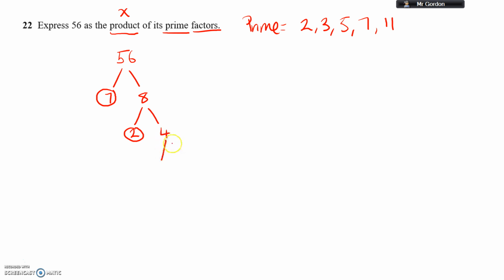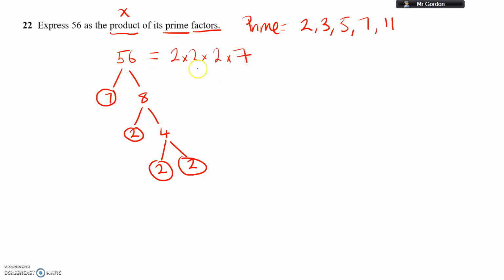4 is not prime. Break it down. 2 times 2 is 4. This is prime. This is prime. So, every number has this special prime number code that you can make. 56 can be made up by doing 2 times 2 times 2 times 7. That is the only way you can make 56 by multiplying prime numbers together.